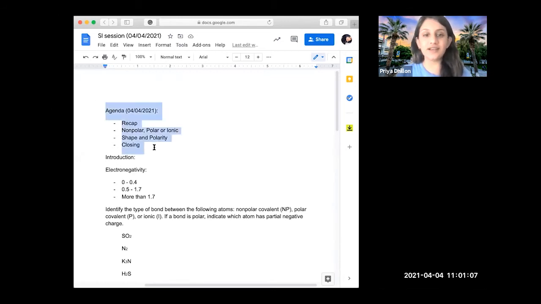For the agenda, this is what we're gonna do. We're gonna do a little bit of a recap of what we have covered in the chapter so far. We'll list a few things so we can check off what we have already done. Then we will do some activities where you will determine whether a molecule is nonpolar, polar, or ionic. And then we'll do some shapes and polarity problems. We have done the shape component in my previous session, but we haven't done the polarity portion of it, so we'll get started from there. And then we'll do a closing where we will list a few things that we learned during the session today. Does anybody have any questions before we get started?